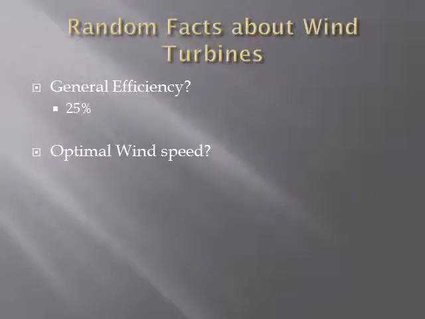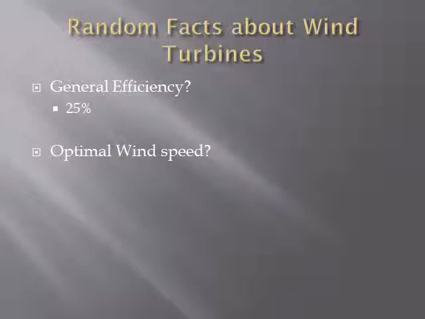Okay, so one thing you should know: while hydroelectric dams are very efficient, up to 70% efficient, most wind turbines aren't that efficient. The general efficiency can be anywhere from 25% to maybe 40% if you're really lucky, but it's usually lower, right around the 25% area.